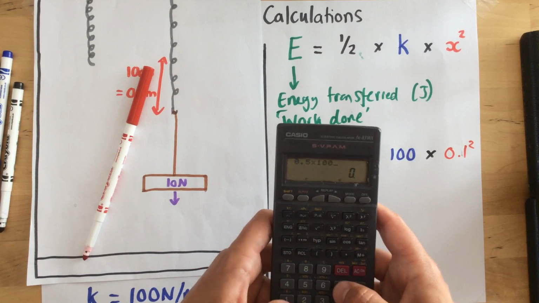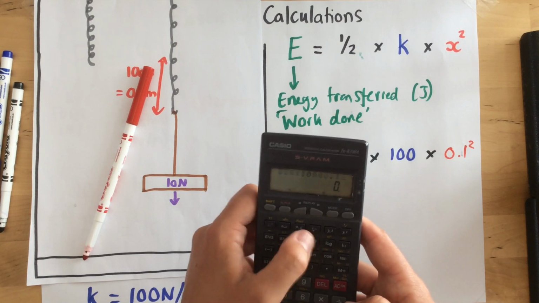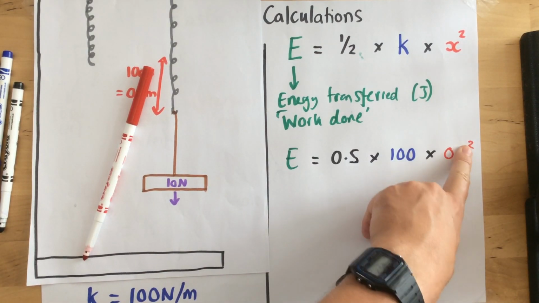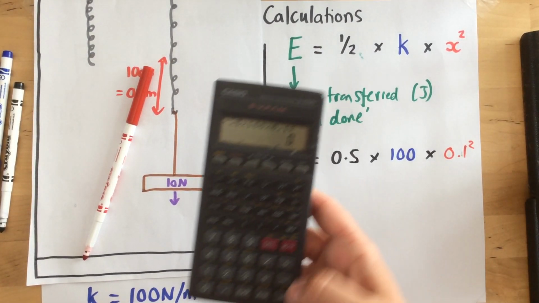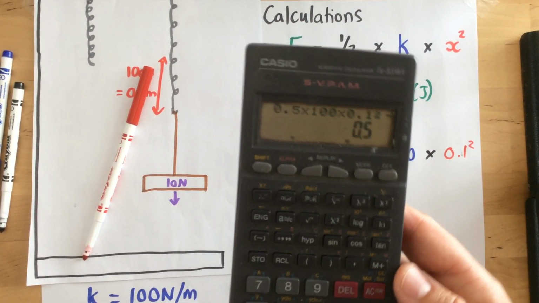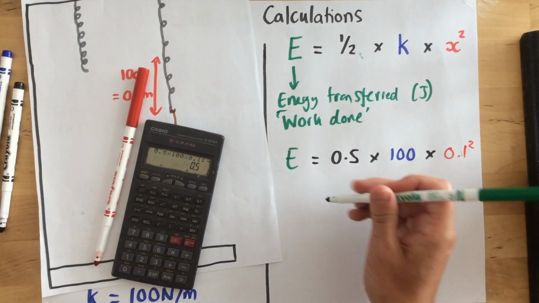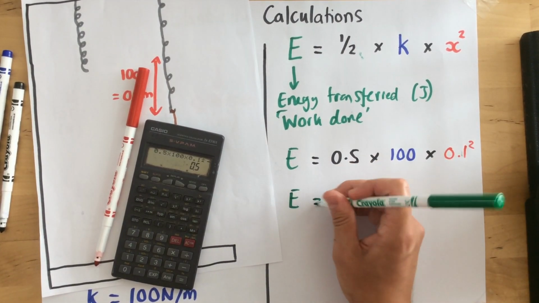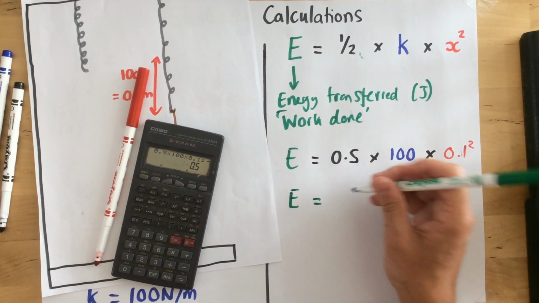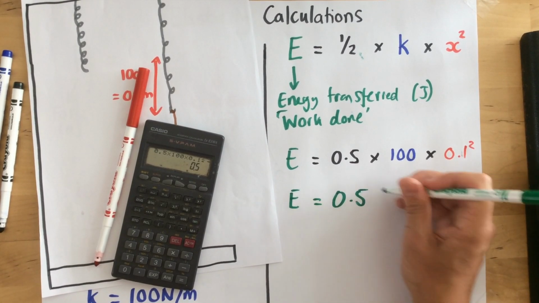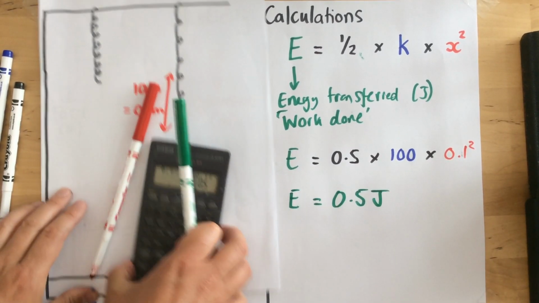So all I need to do is put all of that into my calculator. Remember to put it all in at once. And because of BIDMAS, it does that squared first. So my answer is 0.5. So my energy, my work done, the amount of energy transferred is 0.5 joules.